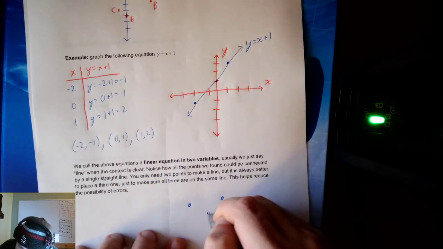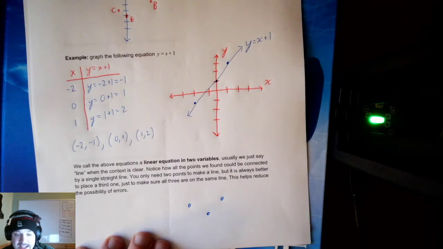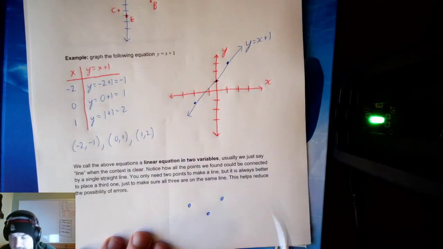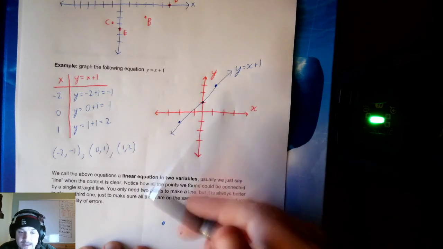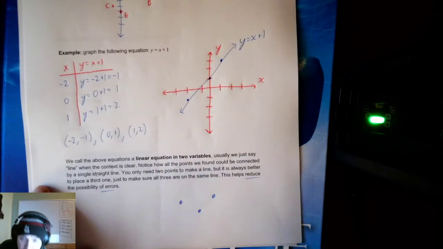If I had these 3 dots, there is no way to connect these 3 dots with a single straight line, right? I know one of these dots must be incorrect then, because we're graphing lines. I should be able to connect them with one line, right? So make sure you're graphing 3 points, because that will help reduce errors.